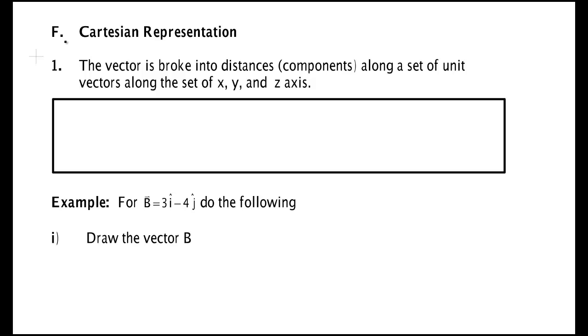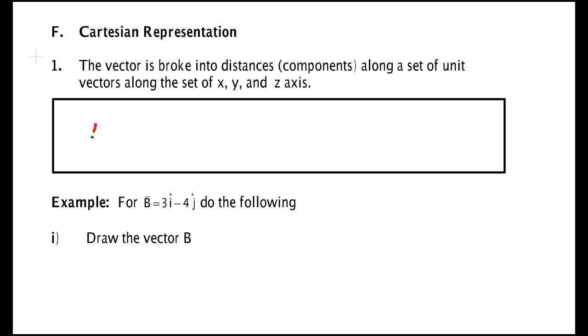We now cover another way of representing a vector. In this case, we're going to take advantage of our unit vectors and our knowledge about multiplication of a vector by a scalar to rewrite a vector not in polar form but in what is known as Cartesian or rectangular form. A vector, any vector, can be broken into distances along the unit vectors. In our case, we'll restrict ourselves to Cartesian vectors for the minute.